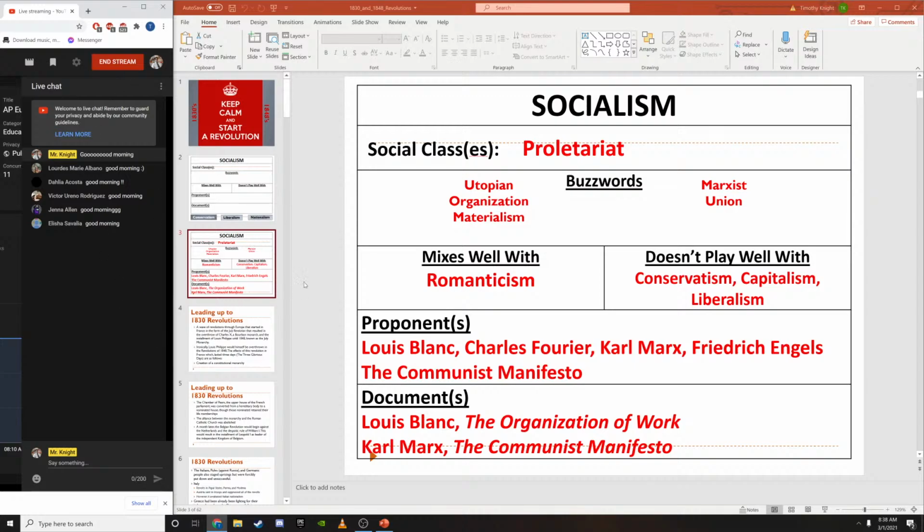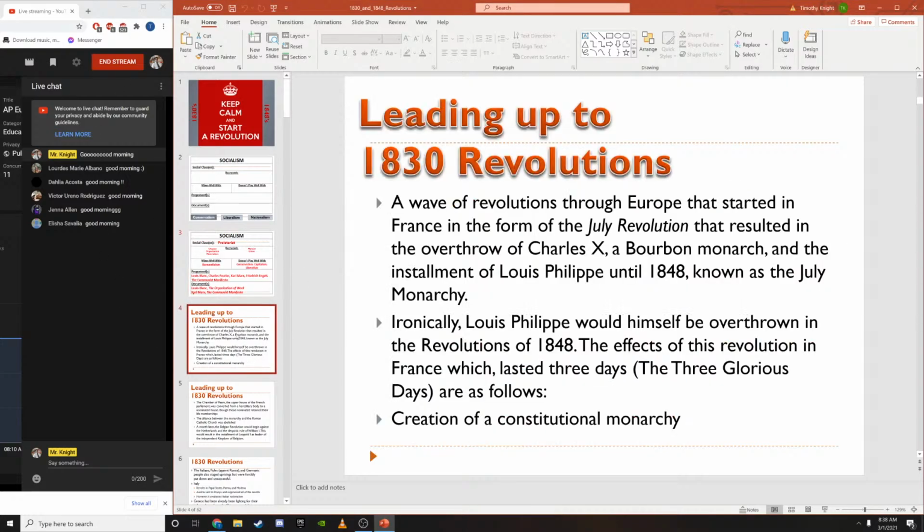Okay, so continuing on in the PowerPoint here, a wave of revolutions leading up to the 1830 revolutions of France. A wave of revolutions throughout Europe started in France in the form of the July Revolution that resulted in the overthrow of Charles X, a Bourbon monarch, and the installment of Louis Philippe until 1848, known as the July Monarchy. Sometimes Louis Philippe, remember, is also known as the bourgeois king. Ironically, Louis Philippe would himself be overthrown in the revolutions of 1848.